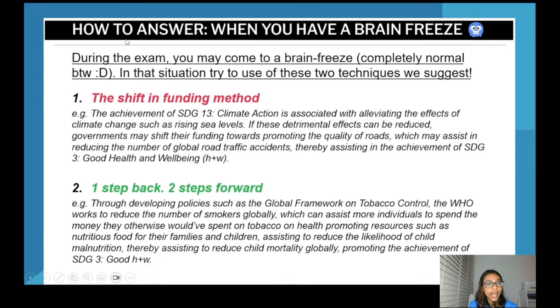So how to answer when you have a brain freeze. We've all been there. We just freeze, like our pen's like this, and you're like, no, I had a line of thought. Where was I going with this? These are two good techniques that we suggest as the ATAR Notes team, the ATAR Notes family. We suggest going back to these backup plans and these links to get back on track.